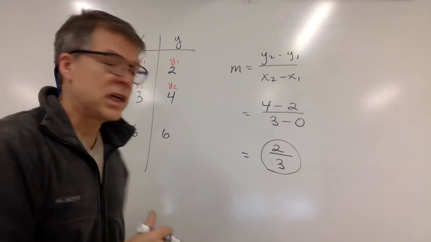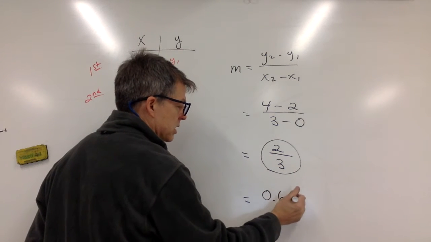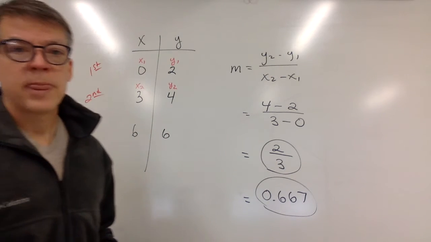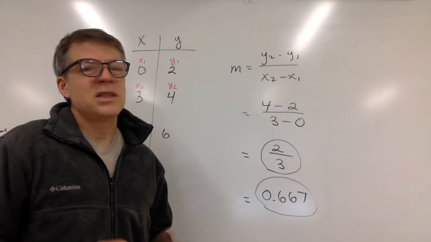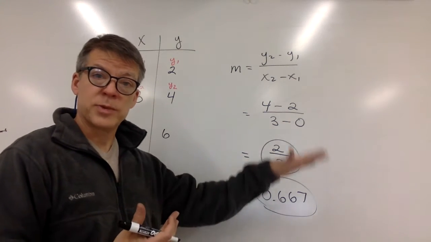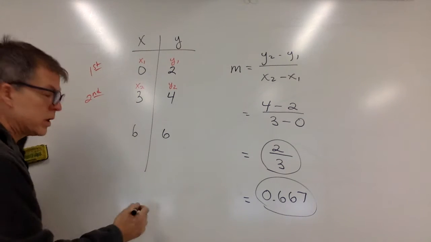If you like that as a decimal instead, that's fine. 2 divided by 3 is roughly 0.667, okay? Either one of those is fine. Now, it might help you to see what this line actually looks like. We can tell it has a positive slope. It should be going up the hill, right? So we can do that. Let me just quickly sketch a graph here.